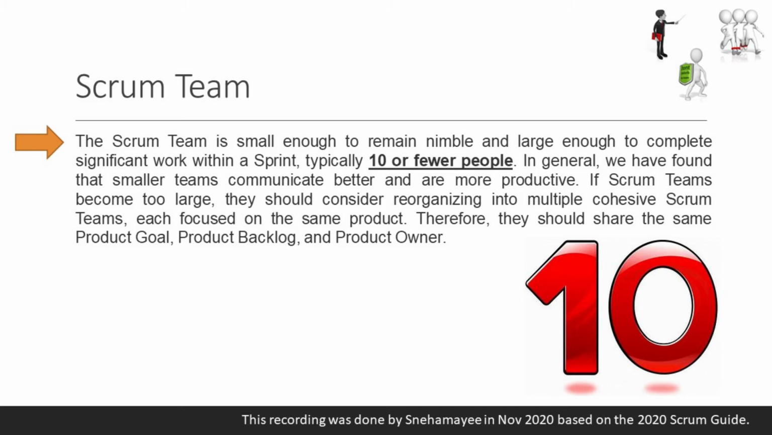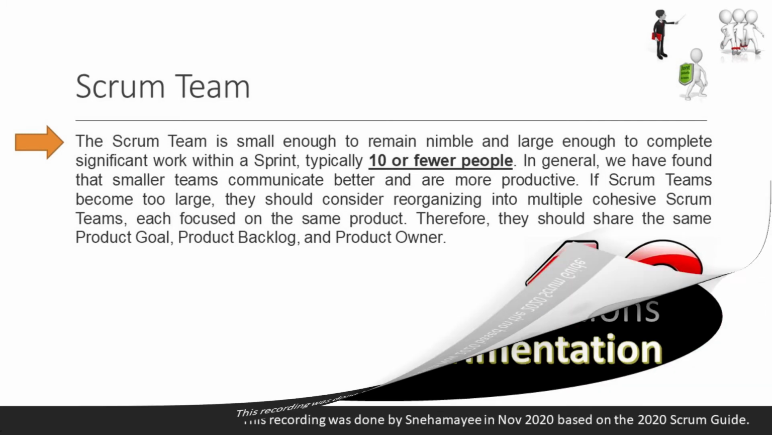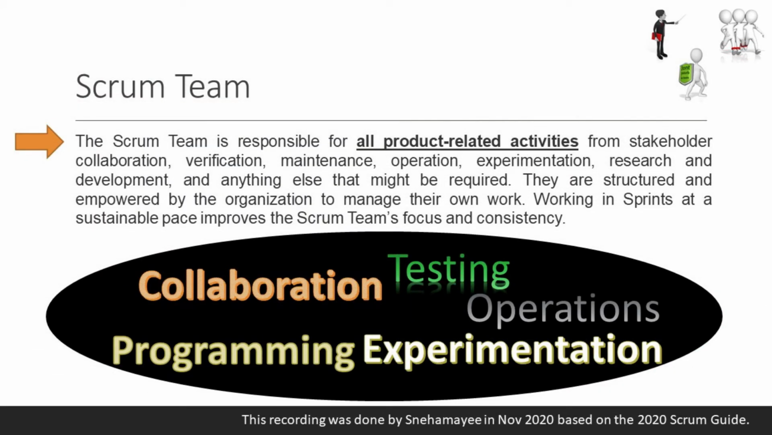If Scrum teams become too large, they should consider reorganizing into multiple cohesive Scrum teams, each focused on the same product. Therefore, they should share the same product goal, product backlog, and product owner. The Scrum team is responsible for all product related activities from stakeholder collaboration, verification, maintenance, operation, experimentation, research and development, and anything else that might be required.